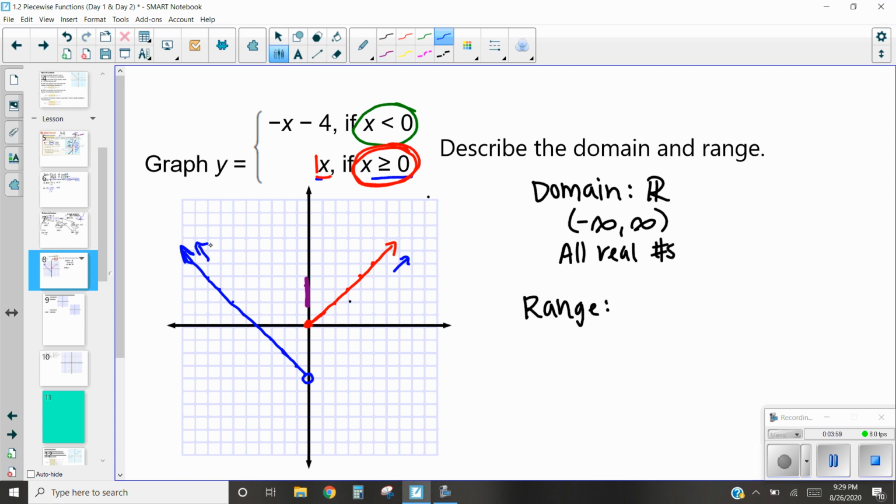So because both of those go on forever, I know that the top end of my range is going to be infinity, because it's going to go on forever. Now I just need to know, what is the bottom? Where is it going to stop? And I can see right here, this is my lowest point.